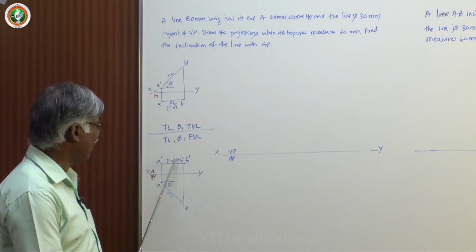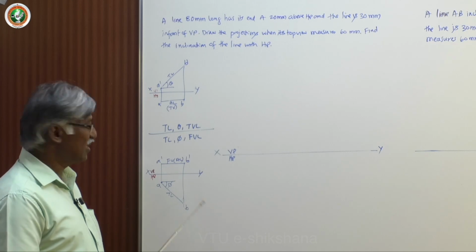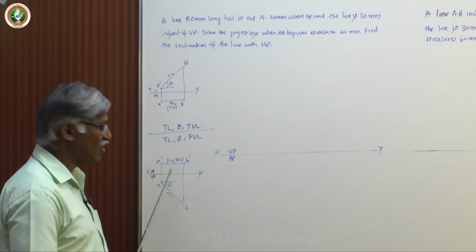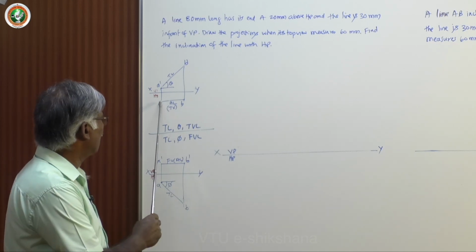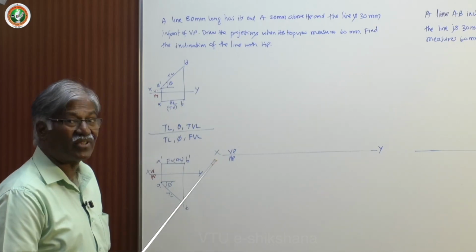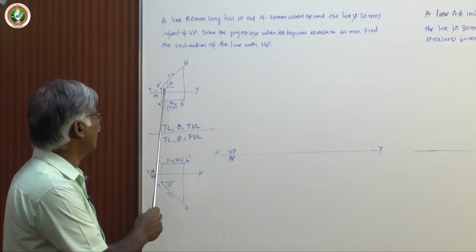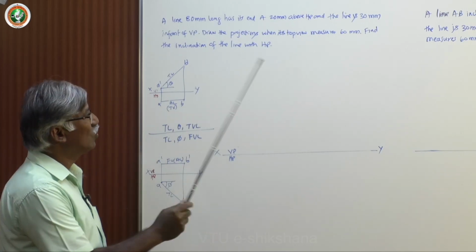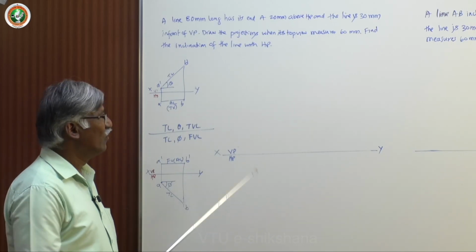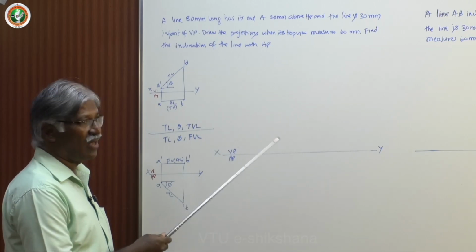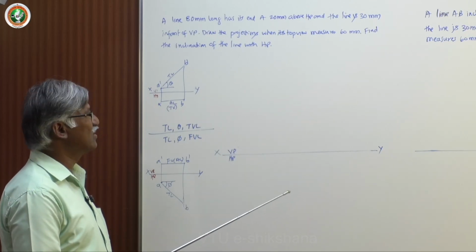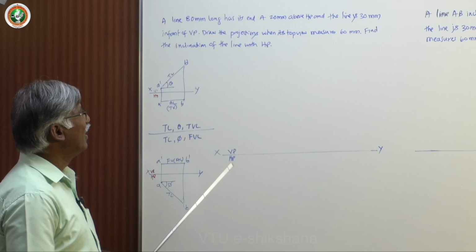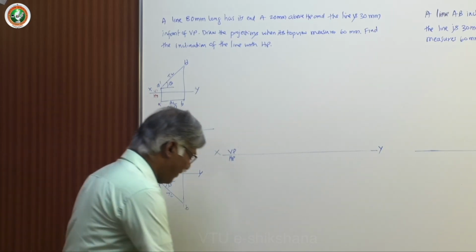Whenever a line is parallel to a plane, that is, the projection line is parallel, the opposite view is always the true length. Here also the same: the projection line is parallel to the XY line, so definitely the true length is A dash B dash. Now we have two typical problems we will take up and discuss how exactly we can work them out. It's very simple again. Here is what is given.